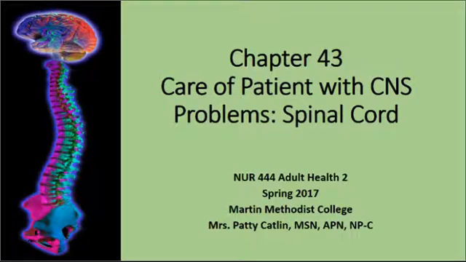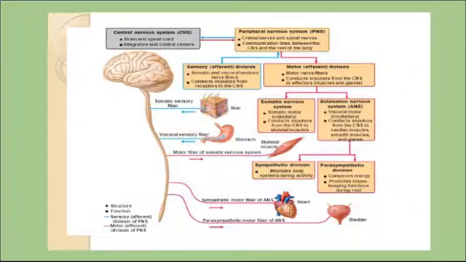Chapter 43, care of the patient with central nervous system problems specific to the spinal cord. I'm going to do this whole chapter in one lecture. I should be able to cover it without going too long. This first slide is just going over the central nervous system itself that you may want to refer back to on the sympathetic, parasympathetic, all those things there. I just included that for you to review.